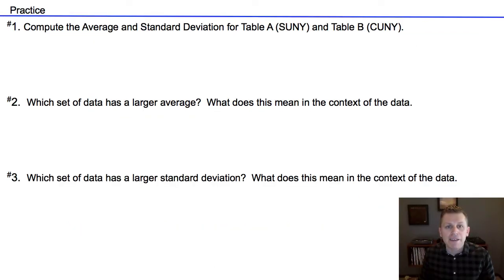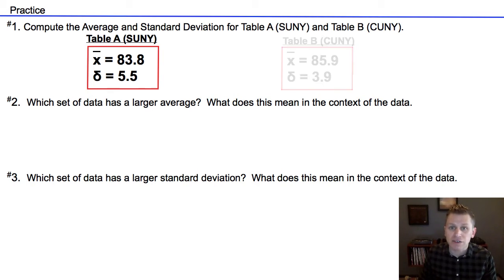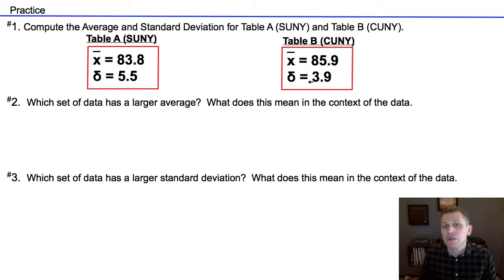For Table A, SUNY schools, the average score was 83.8 with a standard deviation of 5.5. For city universities, it was a little bit different. The average there was 85.9 with a standard deviation of 3.9. Which set of data here had a larger average? And more importantly, what do you think that means in the context of this data or of this problem?